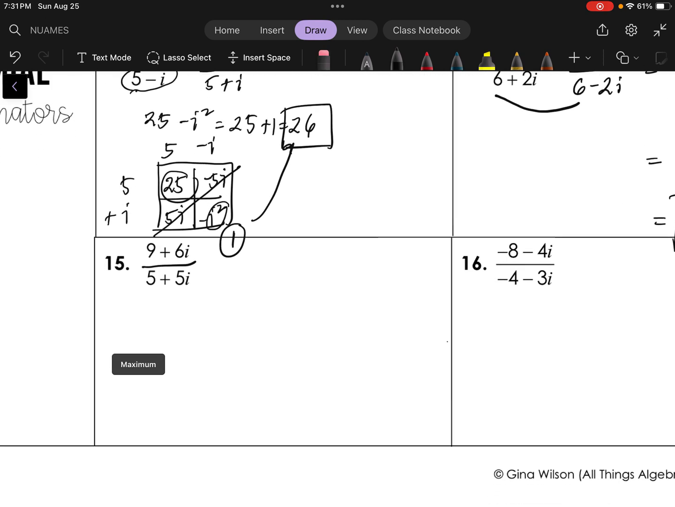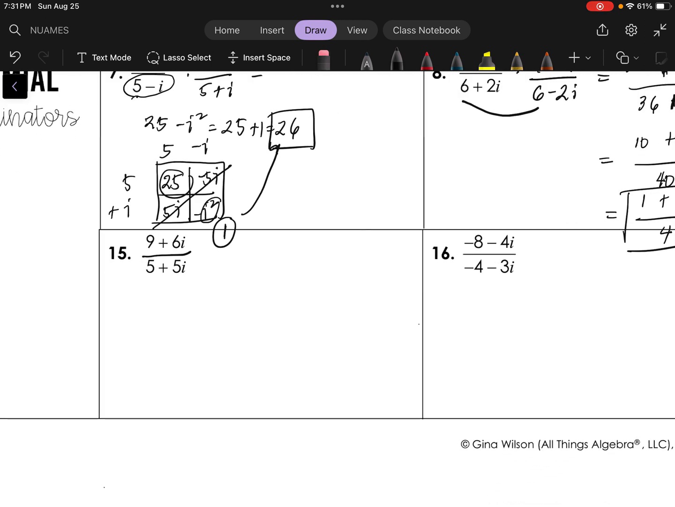Okay, last two items. For number 15, let's do the box method here. So the conjugate of this one is, again, copy a, copy bi, and since it's plus, this gives you a minus. So we want to multiply that. For the denominator, we could use the shortcut, because we want to use the box method for the numerator. So 5 plus 5i, these are conjugates.